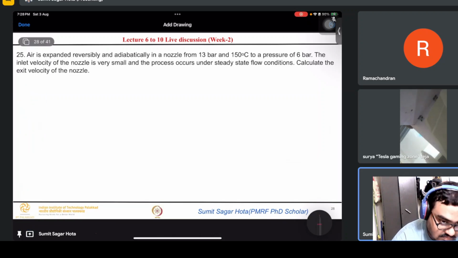Let's go to the next one. Air is expanded reversibly and adiabatically in a nozzle from 13 bar and 150 degrees Celsius to a pressure of 6 bar. The inlet velocity of the nozzle is very small, and the process occurs under steady state flow condition. Then calculate the exit velocity of the nozzle. This is a little lengthy, but we can do it.